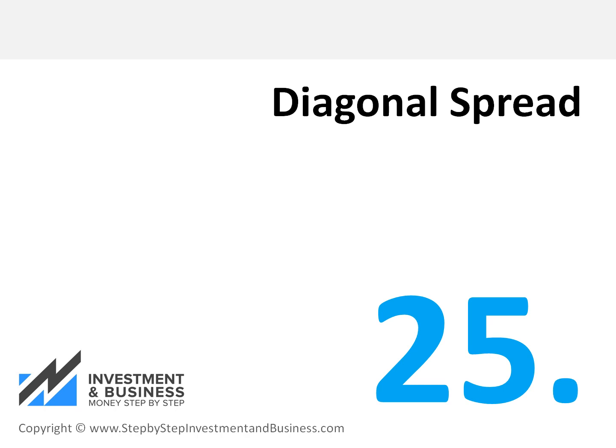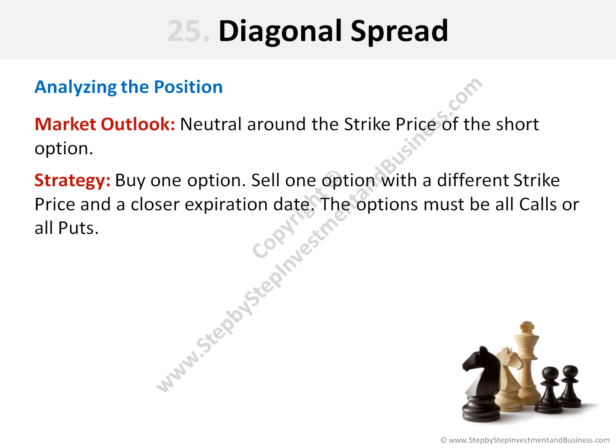We begin with Chapter 25. In this chapter, we will analyze in detail the diagonal spread strategy. The diagonal spread position is used when the market outlook is neutral around the strike price of the short option. The strategy consists of buying one option and selling another option with a different strike price and a closer expiration date. The options must be all calls or all puts.